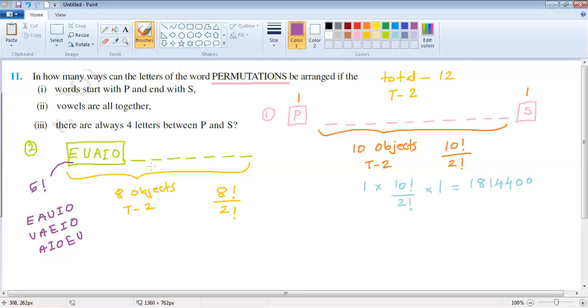That can be arranged in 8 factorial by 2 factorial ways. But here the E, U, A, I, O itself can be arranged in 5 factorial ways. So for each of those 5 factorial ways, there are 8 factorial by 2 factorial arrangements. The total number of arrangements is 5 factorial into 8 factorial divided by 2 factorial.